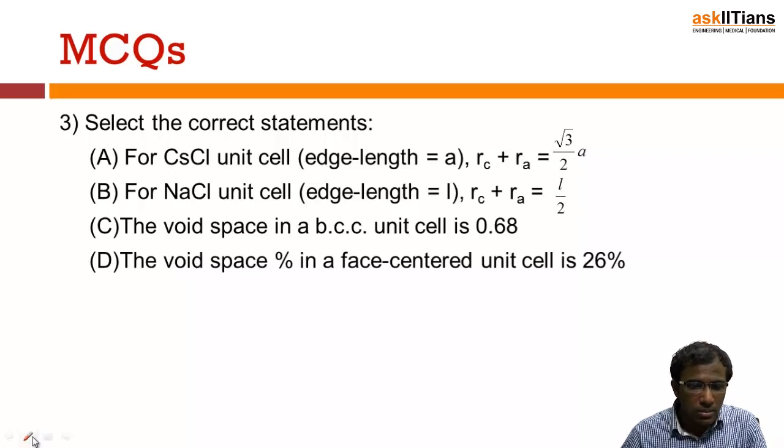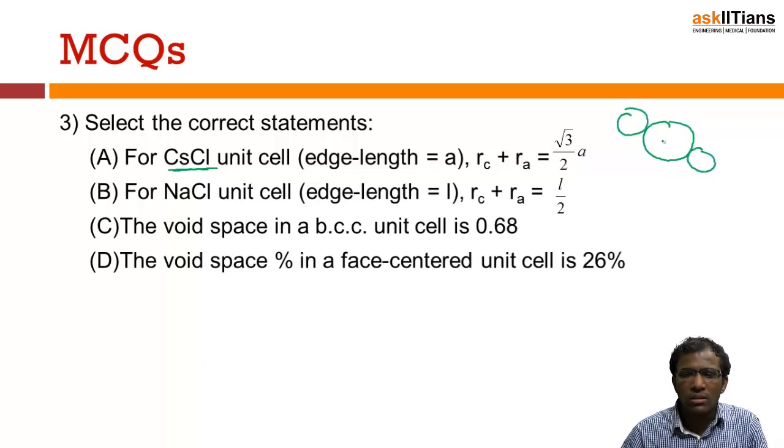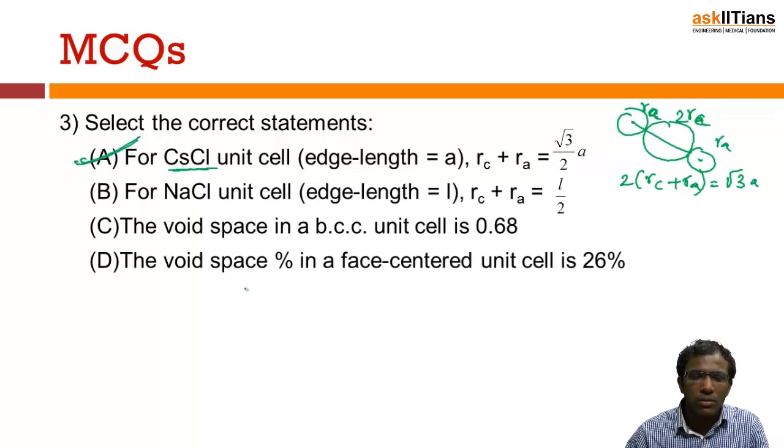So let's select the correct statements from these. In cesium chloride, which is a body centered cubic lattice, the cesium ion is at the center and chloride ions are at the corners, which are touching the cesium ion at the body center along the body diagonal. So this is the radius of cation, and this is 2 times the radius of anion plus the radius of cation, and this is the radius of anion again. So this length total is equal to 2 times (RC plus RA), which is equal to root 3A. So RC plus RA is equal to root 3A by 2. So A is the correct option, which is perfectly right.